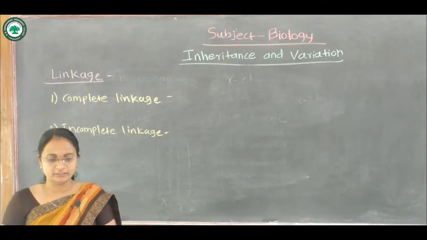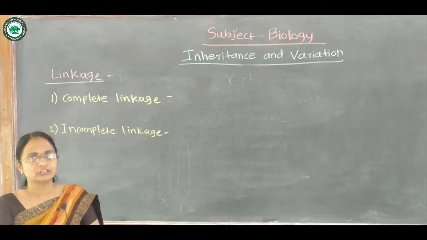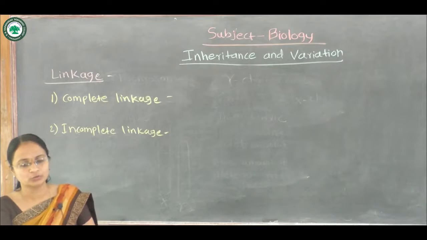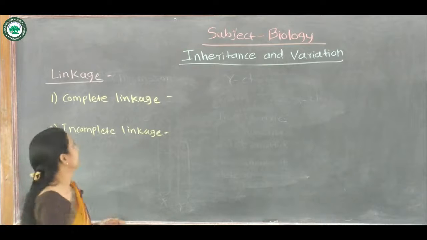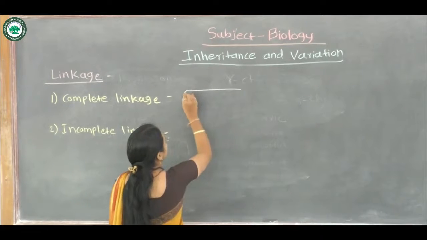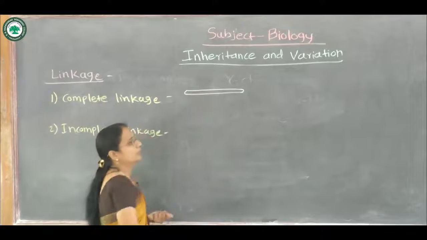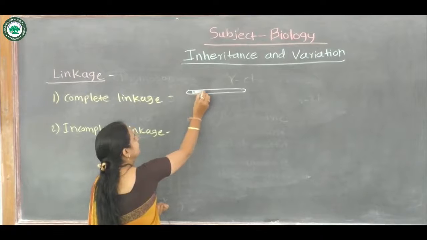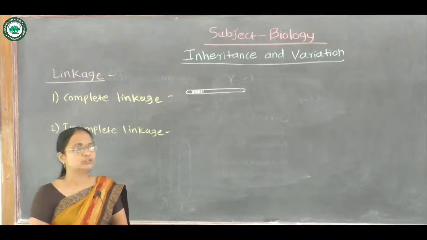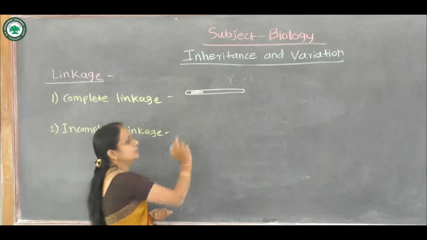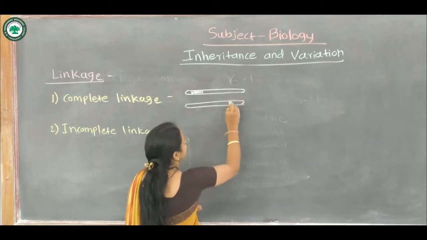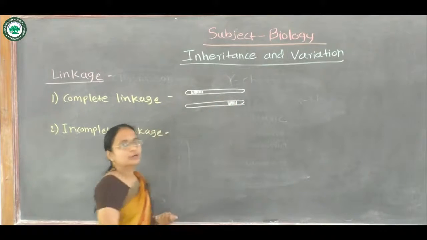Complete linkage shows linked genes which are very closely or compactly arranged and located on the chromosome. They do not separate easily. Suppose here is the structure of a chromosome and on it the genes have a very compact arrangement. They are very close to each other, and their separation is impossible or cannot happen easily. This is complete linkage.